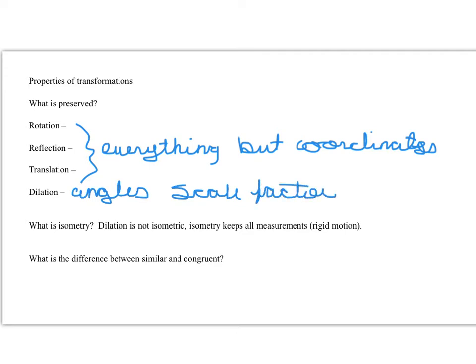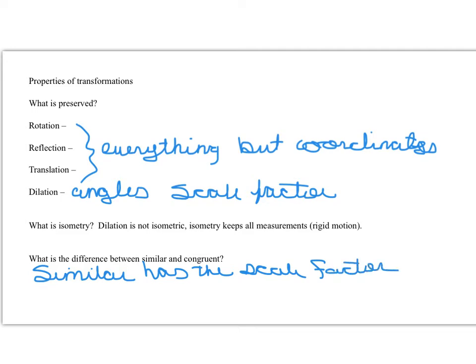Okay, what is isometry? Dilation is not isometric. Isometry means it keeps all the measurements, like rigid motions. What's the difference between similar and congruent? The similar has the same scale factor, so therefore you need to use ratios, and congruent means that everything is the same.